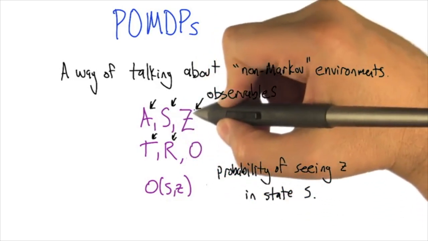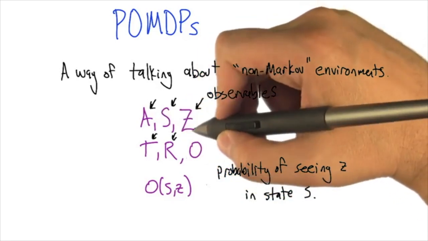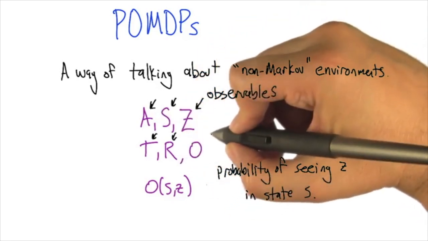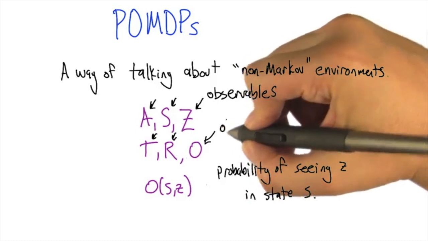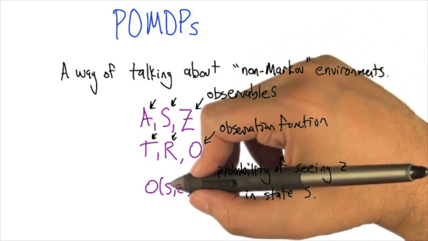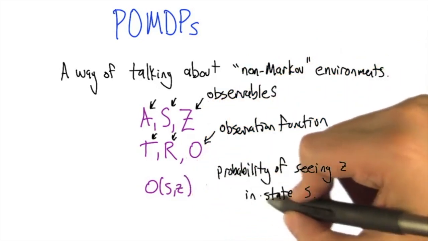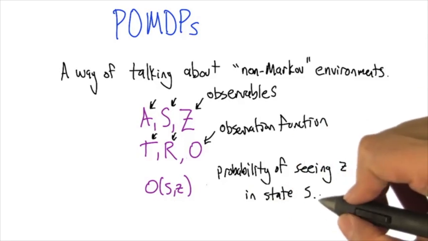And then we need some kind of function that connects the states and the actions and the observables, or actually just the states and the observables. We're going to write that as O, which is the observation function. What O consists of is a mapping from state and observation to the probability of actually seeing that observation, given that the agent is currently in that state S.